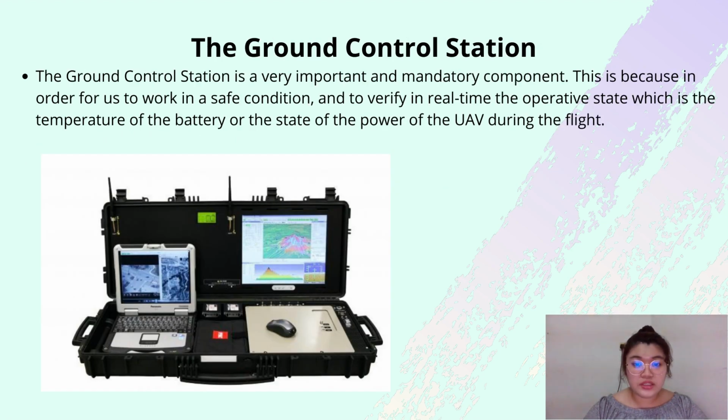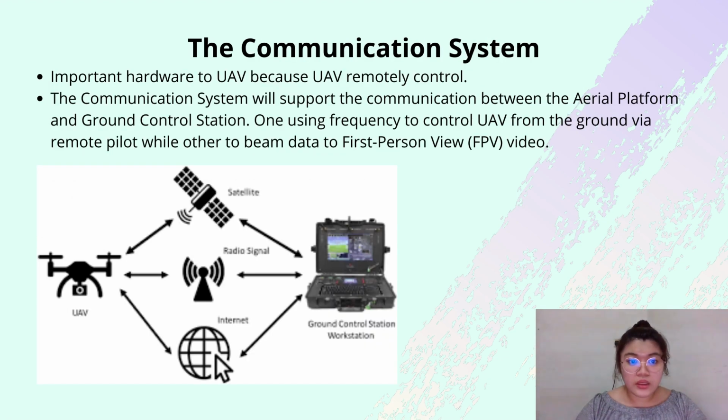A ground control station is a very important and mandatory component. It's for us to work in safe conditions and to verify in real time the operating state, which is the temperature of the battery or the state of the power of the UAV during the flight. The communication system is an important hardware to the UAV because it remotely controls. It provides the communication between the aerial platform and the ground control station.